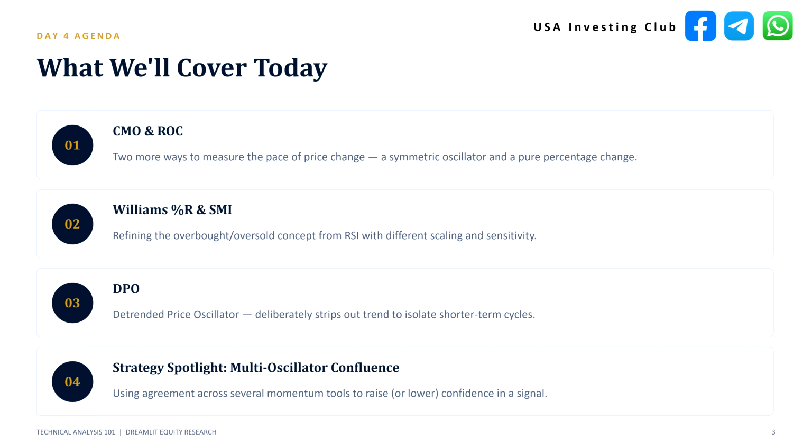Here's exactly what we're covering today in 4 blocks. First, CMO and ROC. 2 more direct ways to measure the pace of price change. One a symmetric oscillator built from raw sums, the other a pure percentage change with no smoothing at all. Second, Williams percent R and the stochastic momentum index. Both refine the overbought oversold concept from RSI, but with different scaling and different sensitivity to where price sits in its recent range. Third, the Detrended price oscillator, DPO, the one tool this week deliberately built to strip trend out entirely, so it can isolate the shorter cycles hiding underneath it.